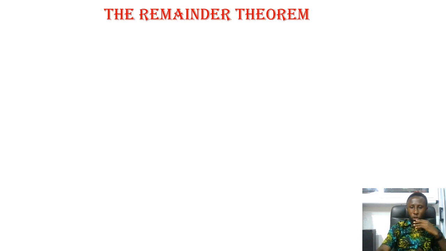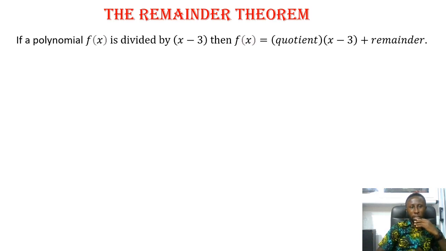So we are still on polynomials. Remainder theorem. So what does the remainder theorem say? If a polynomial function is divided by s minus 3, so that's our divisor, then the function equals the quotient times the divisor s minus 3 plus the remainder. That's what we are saying.